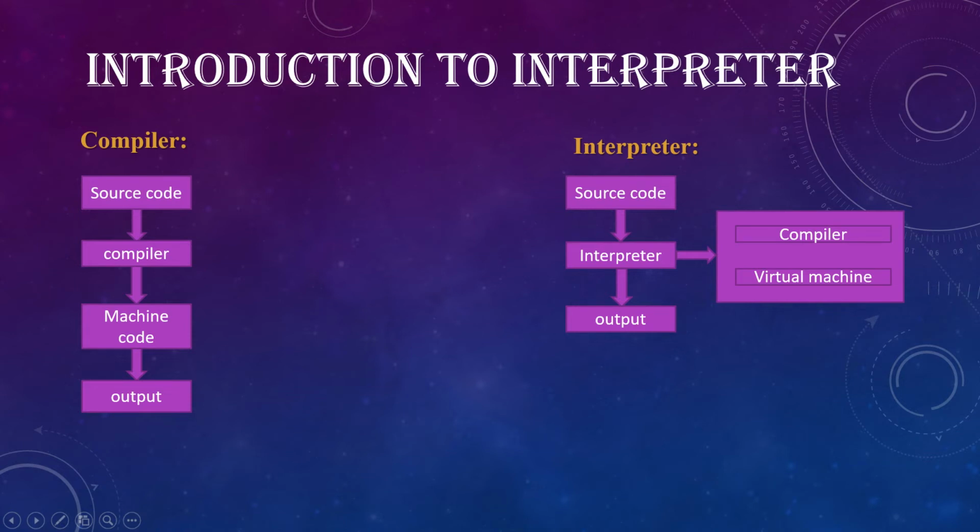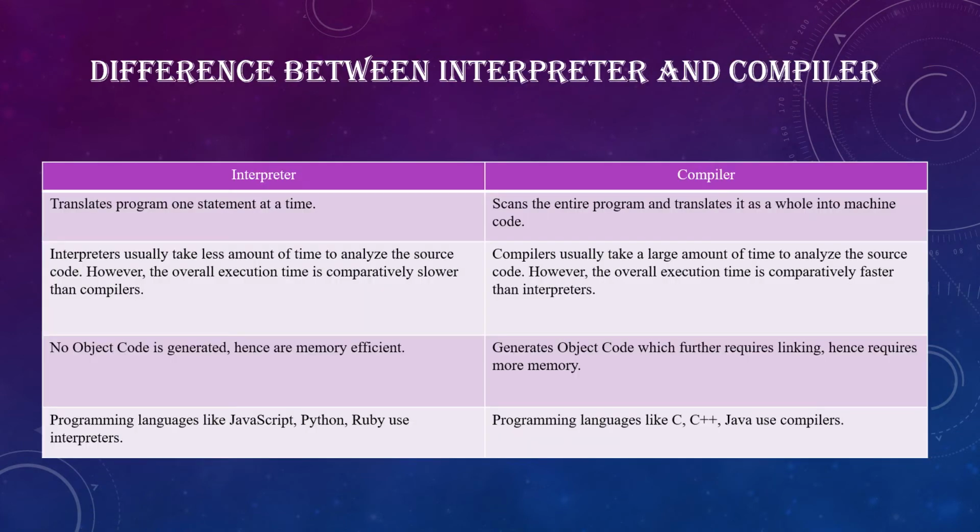Differences between interpreter and compiler. Interpreter translates the program one statement at a time. Compiler scans the entire program and translates it as a whole into machine code. Interpreter usually takes less amount of time to analyze the source code. However, the overall execution time is comparatively slower than compilers.